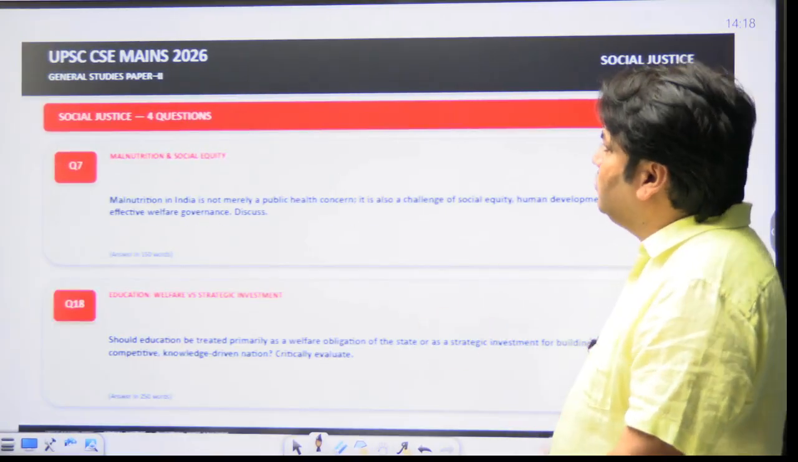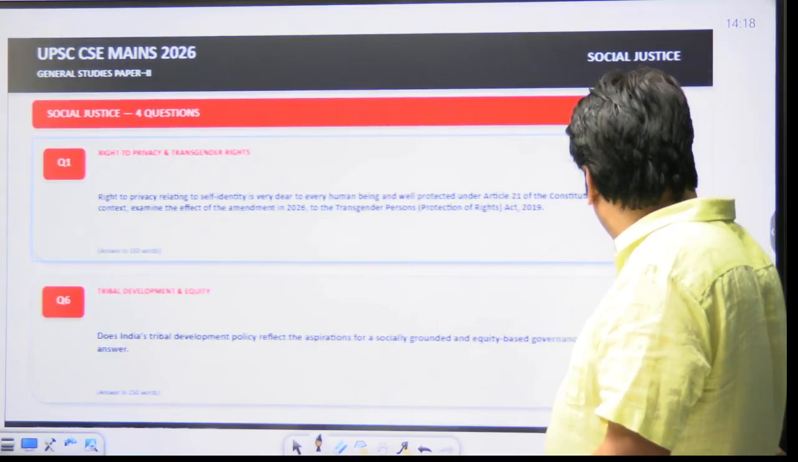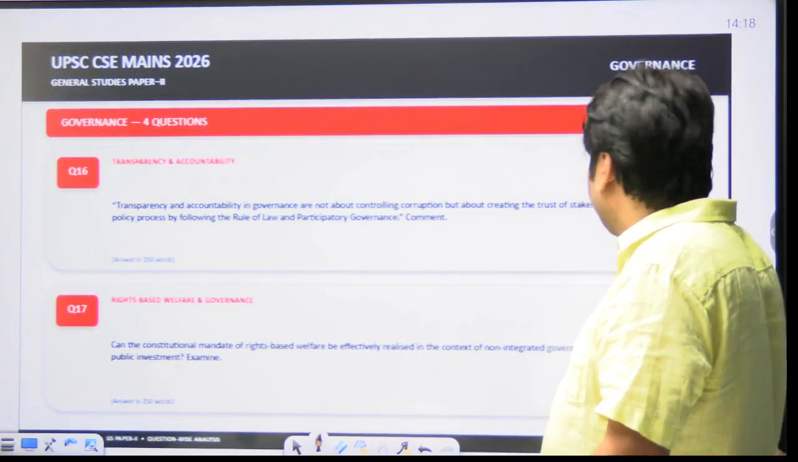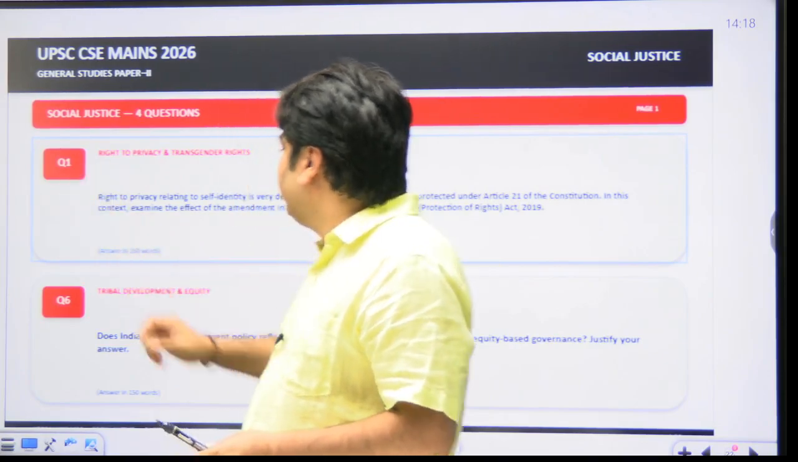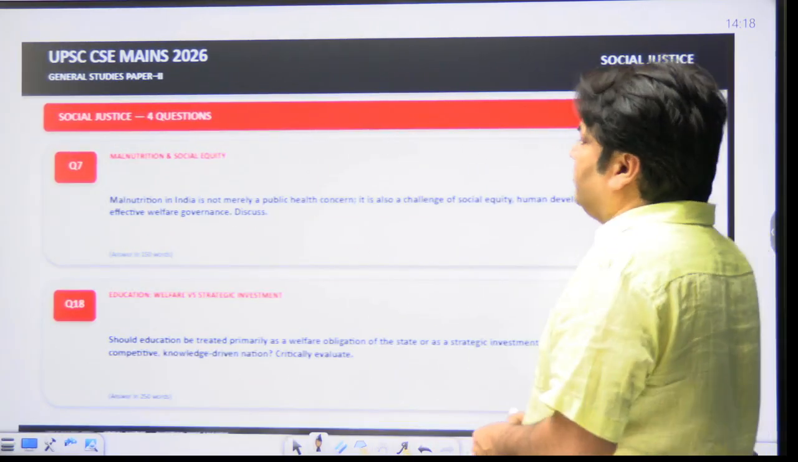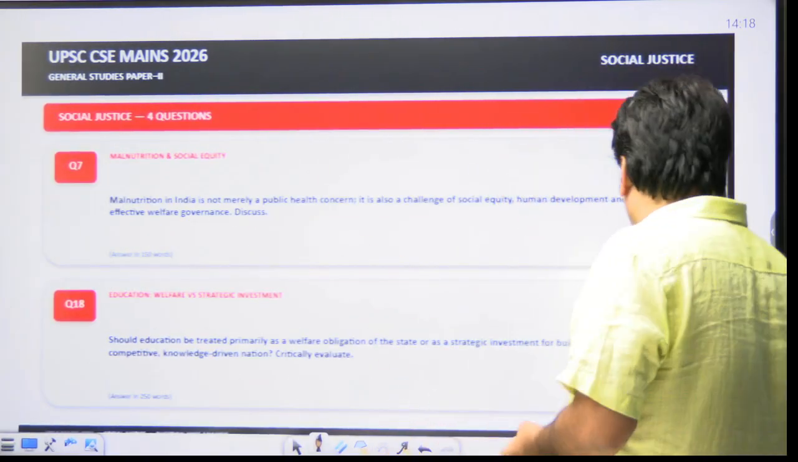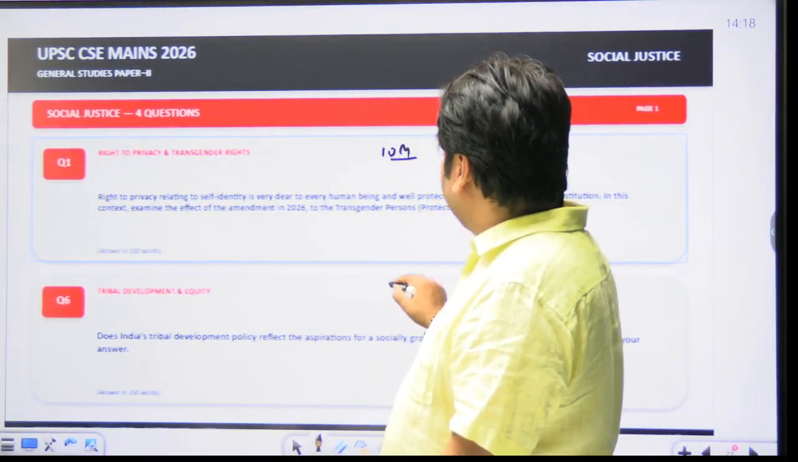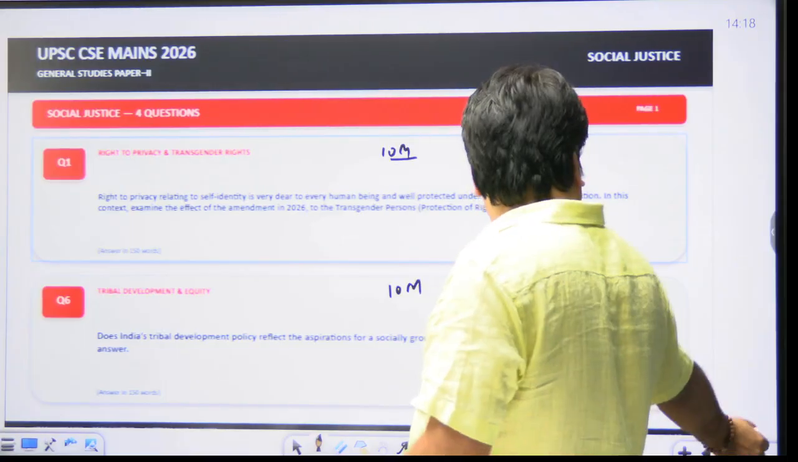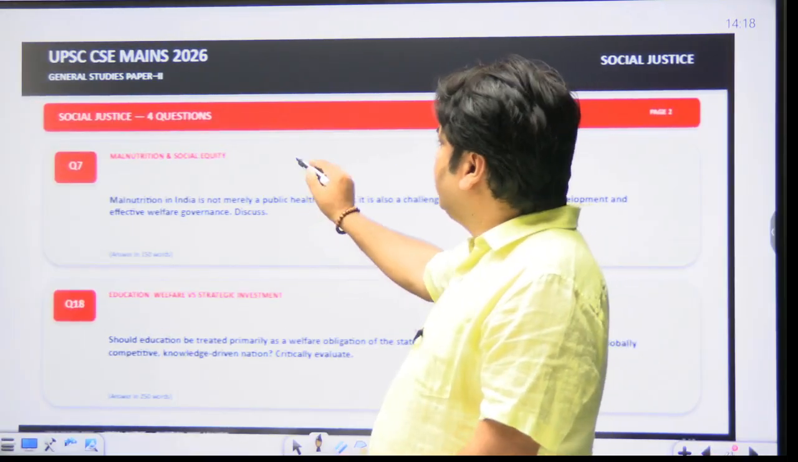So we are going to start our discussion with the social justice question. So this is the social justice. The 4 questions are question number 1, question number 6, question number 7 and question number 18. Now question number 1 is a 10 marker. Question number 6 is also a 10 marker. It means that we have to write the answer of these questions in 150 words.